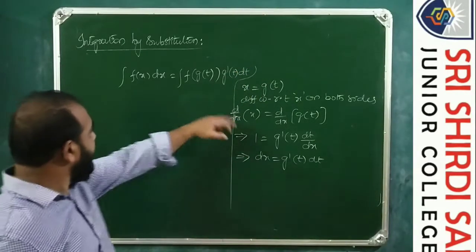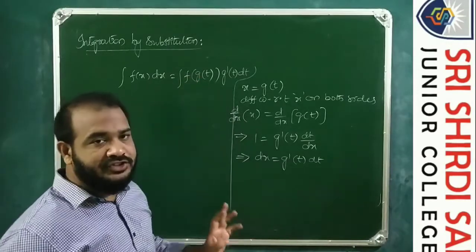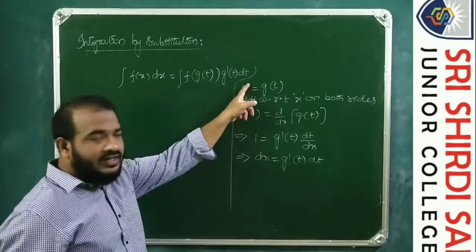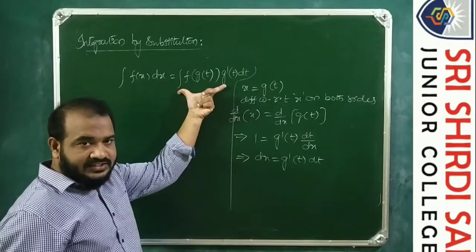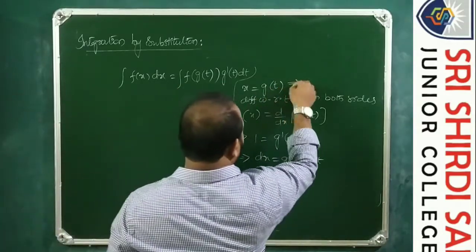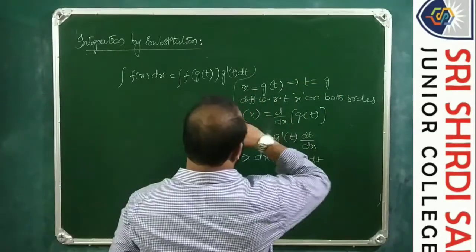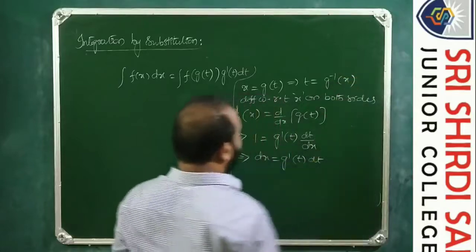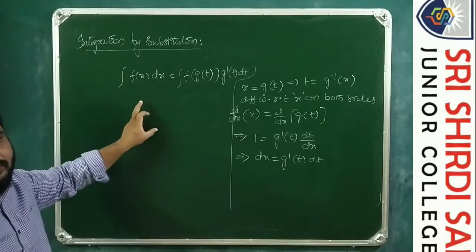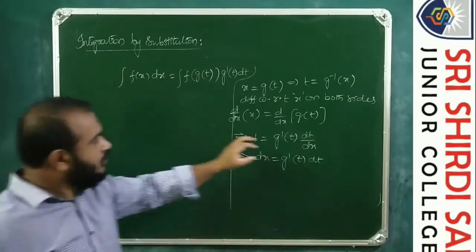g dash t dt, where g of t is a continuously differentiable function. After evaluating the integral on the RHS, again t is to be substituted as t equals g inverse x, and substitute this t back in the given equation to obtain the integral in terms of x.